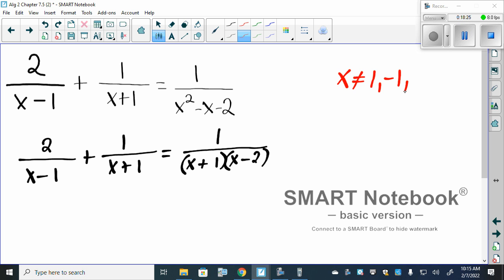Negative 1 or positive 2. Because we can't have positive or negative 1 because of the x plus 1 and x minus 1. And we can't have positive 2 because of the x minus 2. So here we actually have 3 restrictions, unlike the others where we've had 1 or 2. So if any of these 3 values comes up as the solution, it will not work. Okay? Now what do we need to multiply each one of these by?